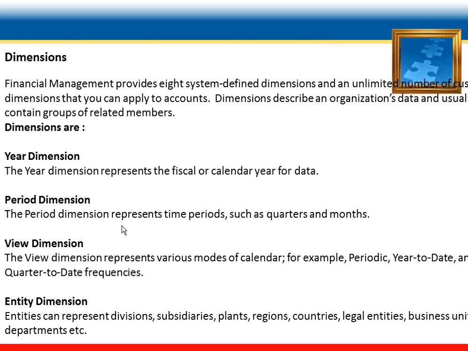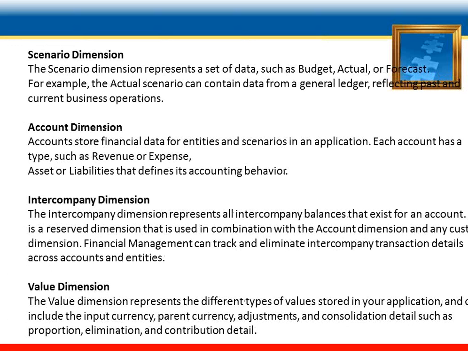Entities, as I mentioned, represent the organization structure. It depends on the company's policy how they decide the structure of the organization, like if they want data by divisions, or by subsidiaries, or plant wise, or country wise, region wise, they can do so. Scenario dimension: the scenario dimension represents a set of data such as budget, actual or forecast. For example, the actual scenario can contain data from GL or general ledger reflecting past and current business operations.